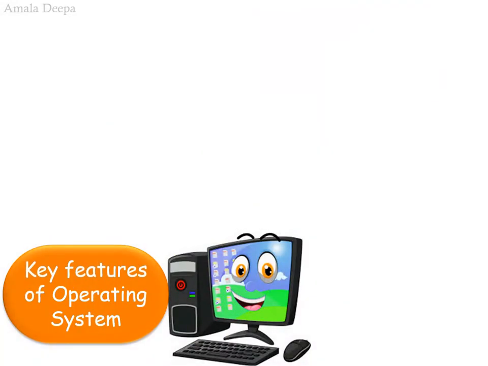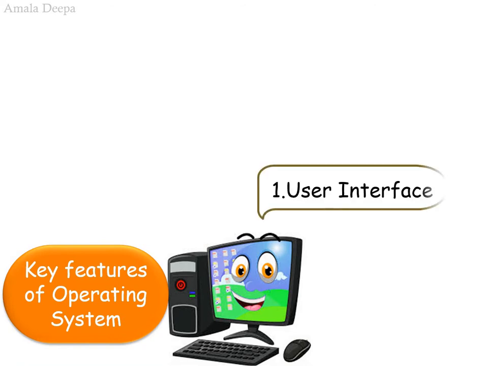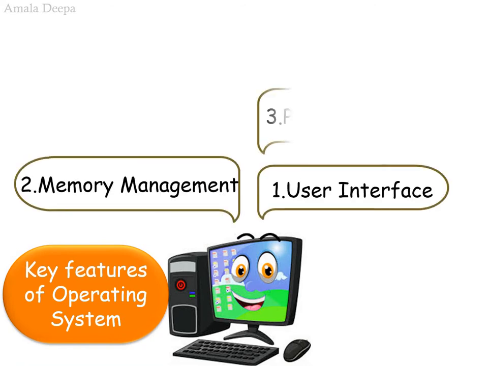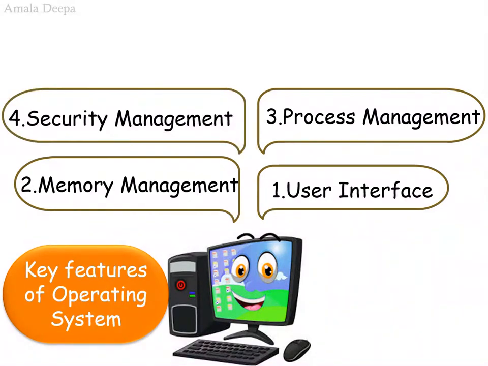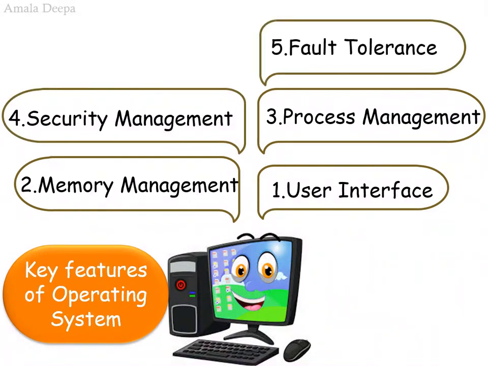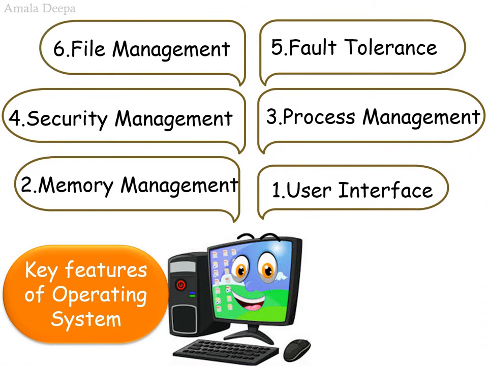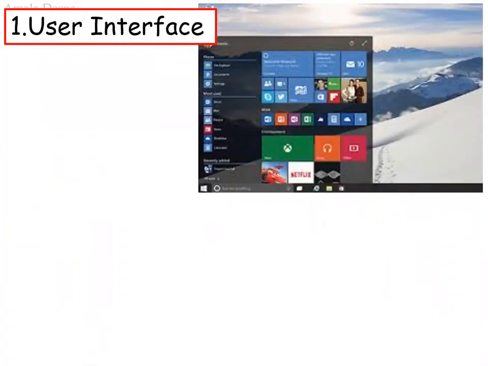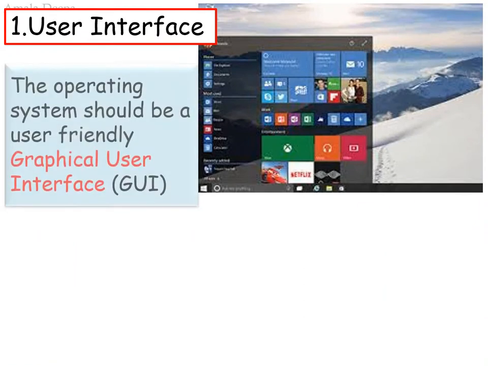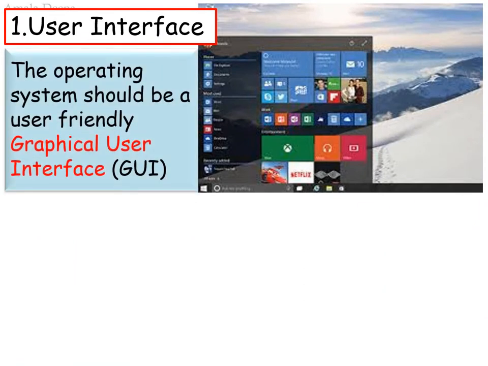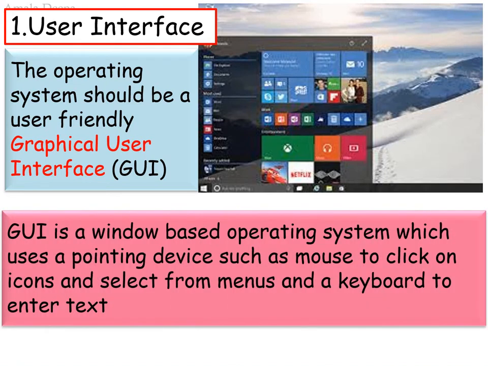Now let us see the key features of operating system: user interface, memory management, process management, security management, fault tolerance, and file management. The first feature is user interface. The operating system should have a user-friendly graphical user interface. GUI is a window-based interface which uses a pointing device such as a mouse to click on icons and select from menus, and a keyboard to enter text.